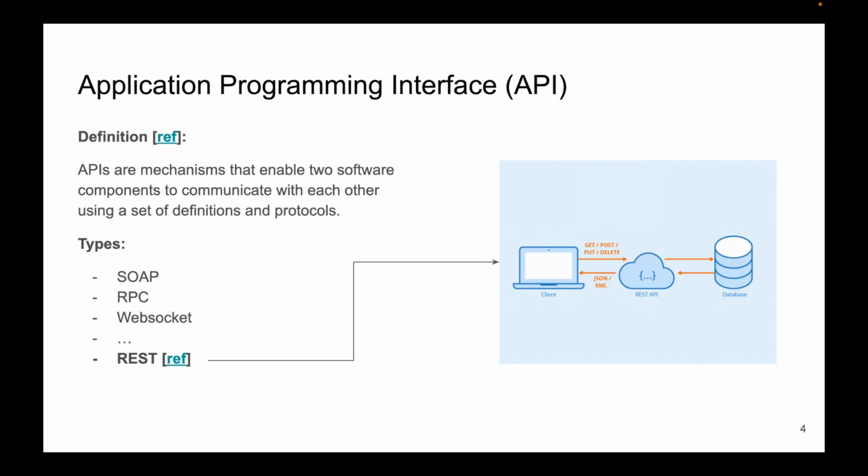All right then. So what are APIs? You must be aware. If not, APIs are mechanisms that enable two software components to communicate with each other using a set definition of protocols. There are multiple protocols at present: SOAP APIs, RPC web calls, WebSockets, but we are more interested in REST APIs today, which are stateless in nature and use GET, POST, PUT, DELETE HTTP methods and return the data in JSON or XML or plain data.